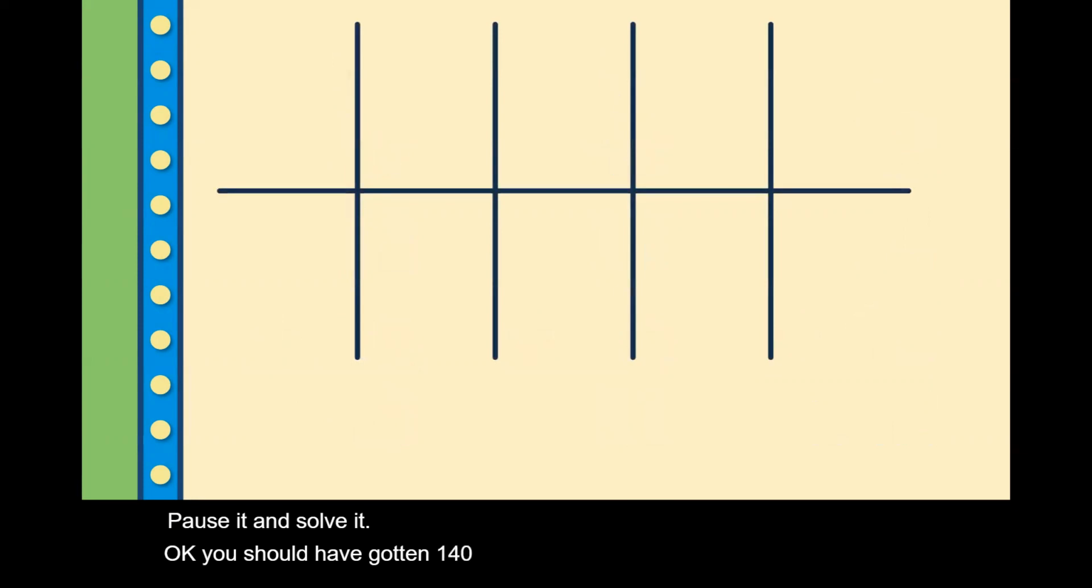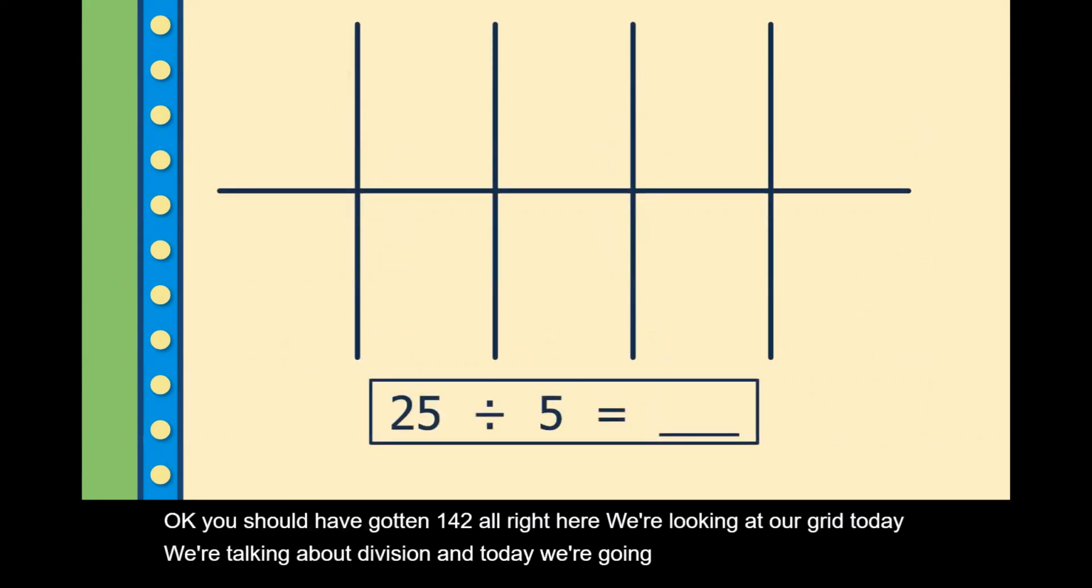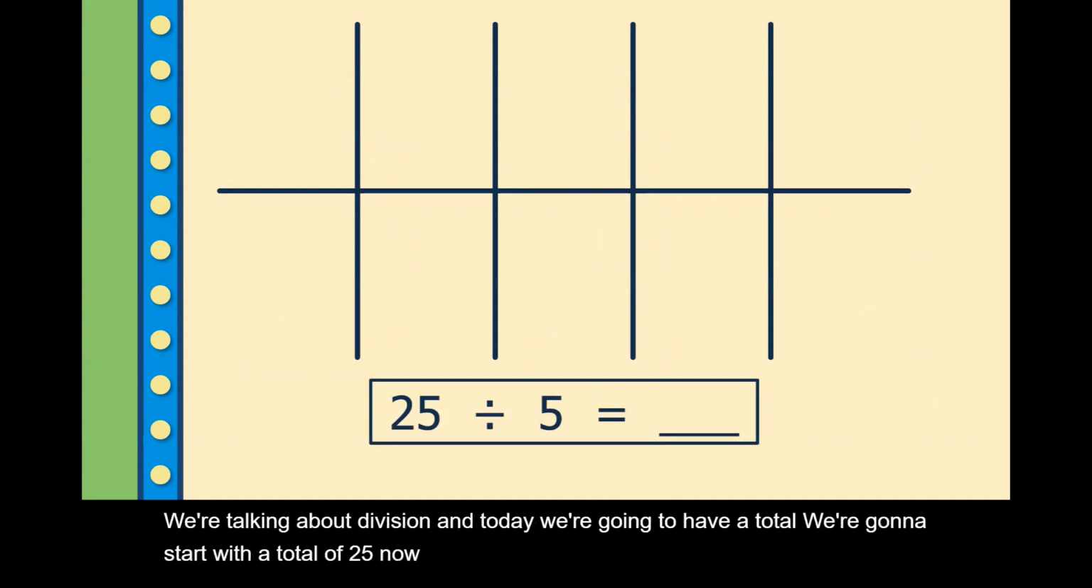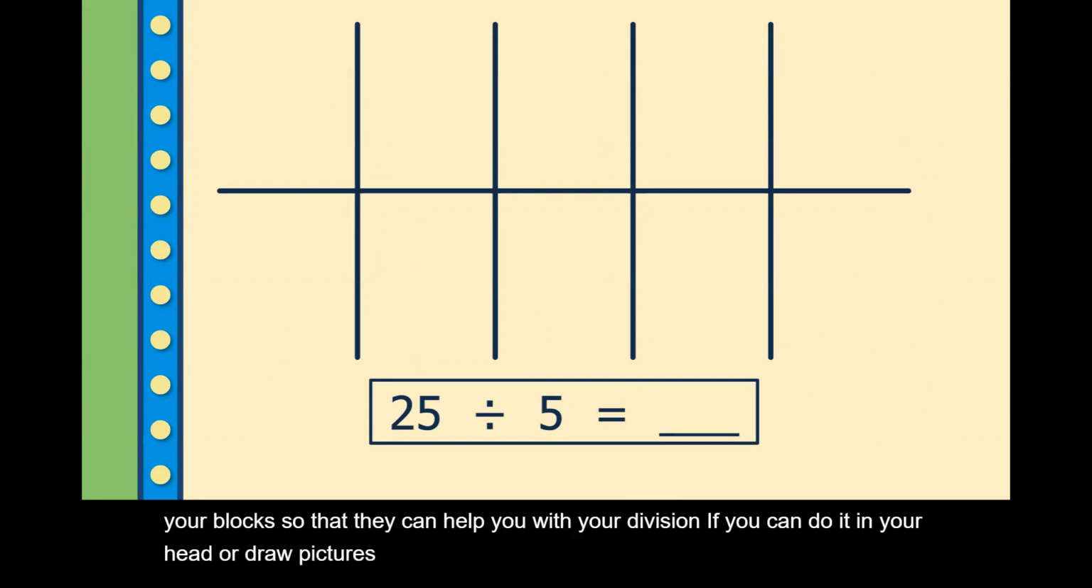All right, here we're looking at our grid today. We're talking about division. And today we're going to start with a total of 25. Now, if you need to go get those blocks, pause it, go get your blocks so that they can help you with your division. If you can do it in your head or draw pictures, perfect, whatever helps you, okay?